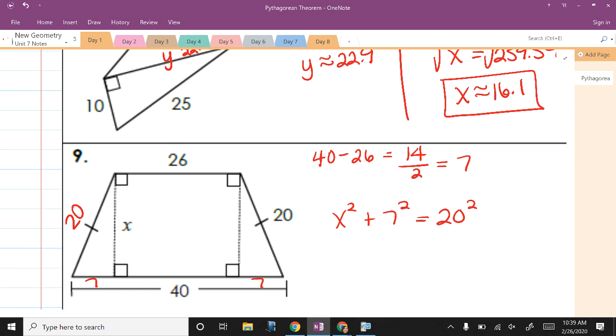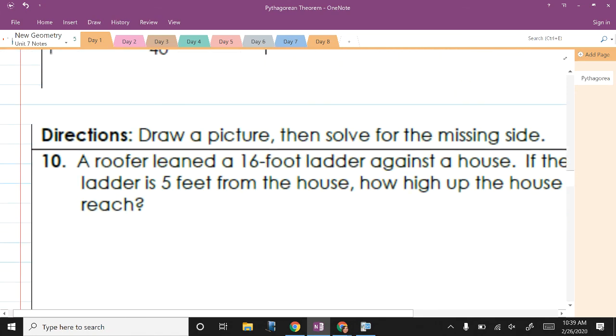So sometimes you just kind of have to break up pieces and do a little at a time to eventually get there. I think that one is a little easier than the last one, honestly, because you still only have to do the Pythagorean theorem once. Very good. All right, let's start seeing some word problems.